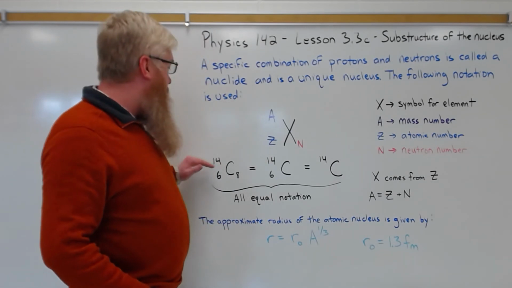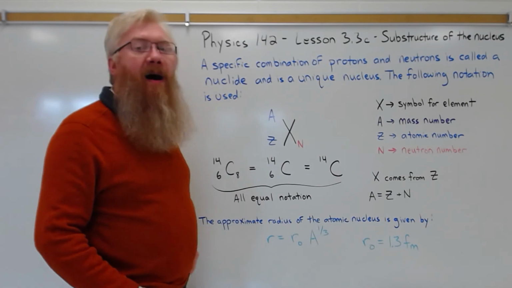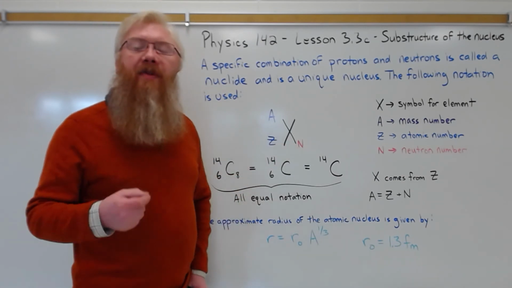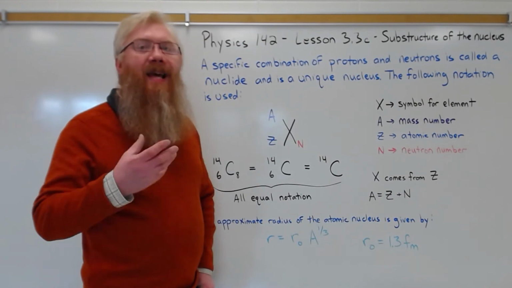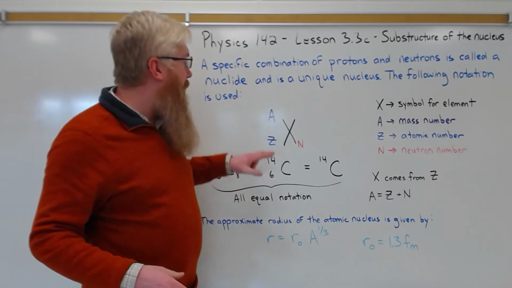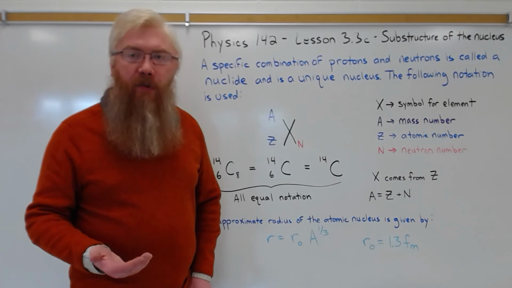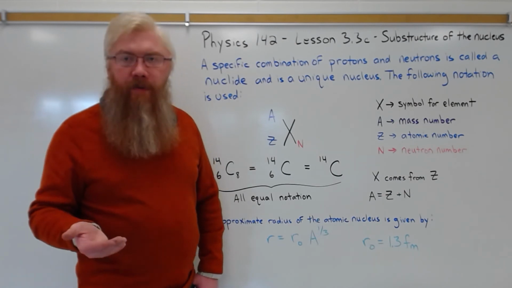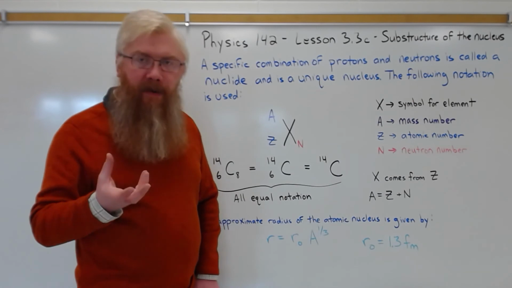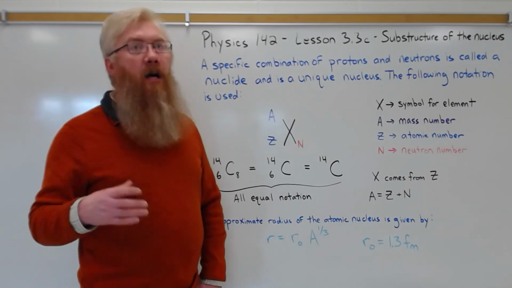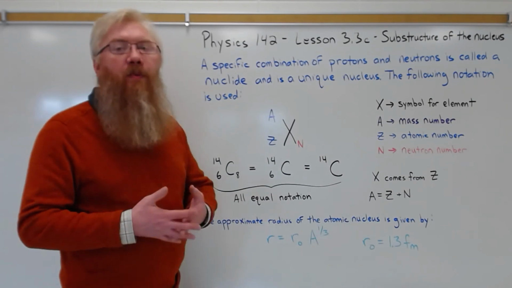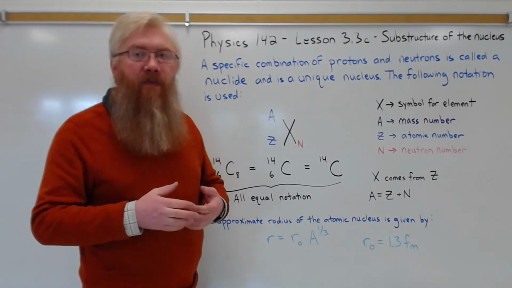So different configurations are possible for different elements. We call these same elements with different numbers of neutrons isotopes. Carbon-14 is an isotope. Carbon-12 is an isotope of carbon. You could have technically carbon-13 or carbon-15. Why don't you have those? Well, they might be highly radioactive.